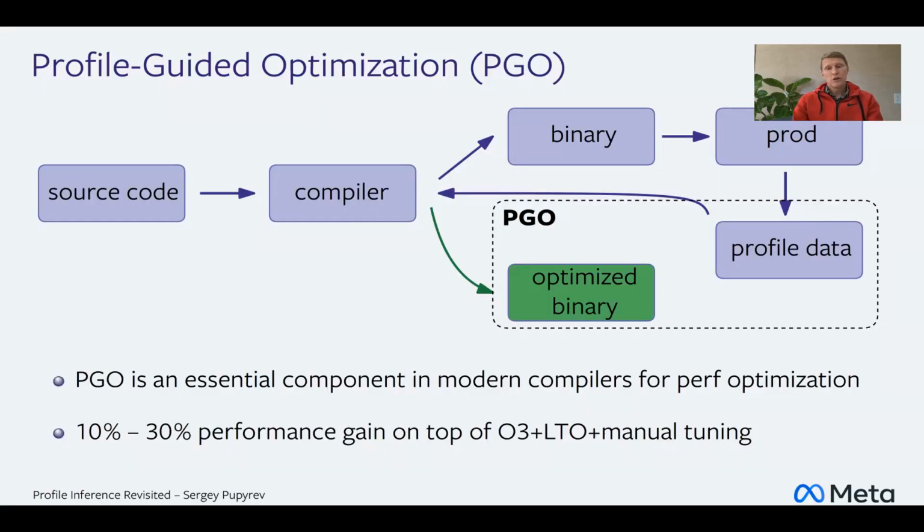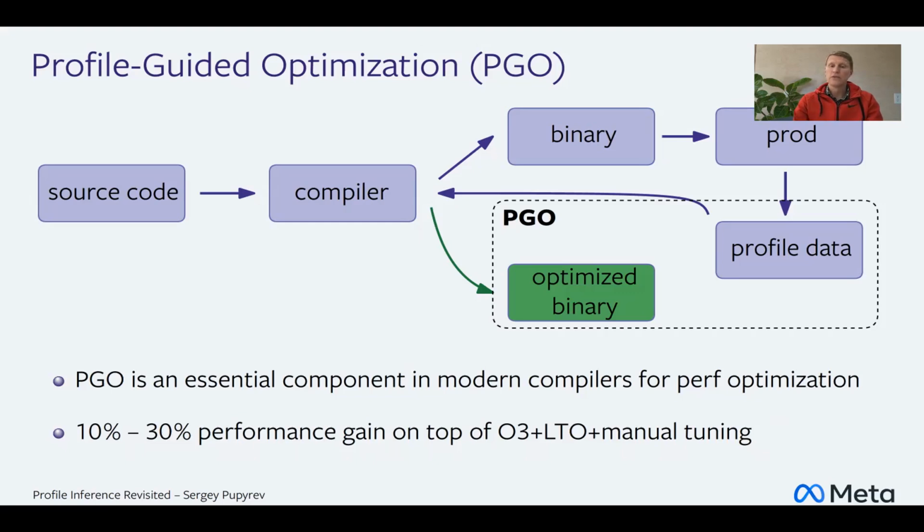The area we're working on is called profile-guided optimization. PGO is an important part of most modern compilers that is used for improving the performance of large data center applications. The basic idea is visualized on the diagram. The classical compilation process is split into two steps.